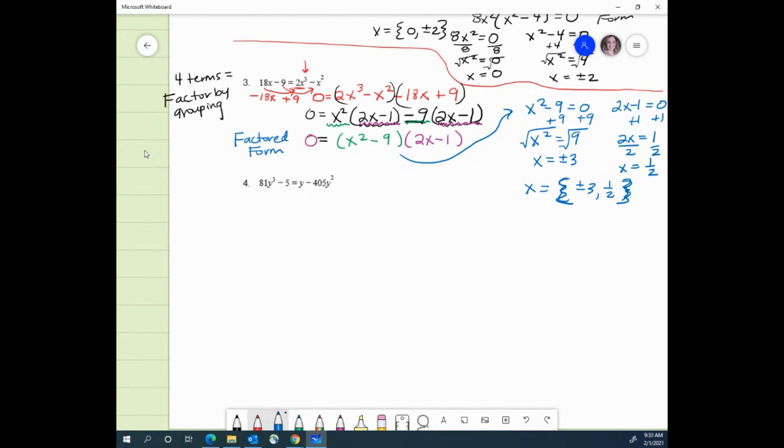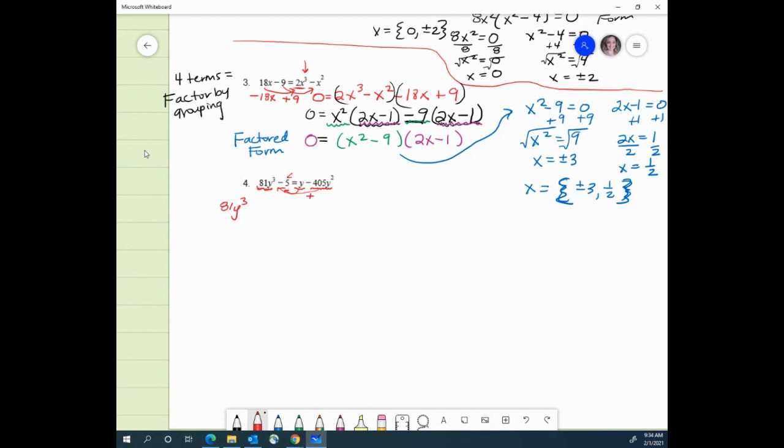Number 4. Again, we've got 4 terms again. Now the point of number 4 is, again, we have to put everything on the same side, but remember they have to be in descending order. So here is my leading term. It's got the largest exponent. This is going to be my second term. It needs to come over to this side. It's got the y squared. Plain old y is going to come next, and then my constant is going to come last.